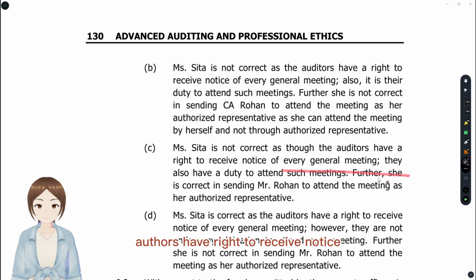Auditors have the right to receive notice, and they also have a duty to attend the meetings. Yes, Sita is not correct, as though the auditors have the right to receive the notice of every general meeting, they should also have a duty to attend such meeting. Further, she is correct in sending Mr. Rohan to attend the meeting. So option C is the most appropriate answer.